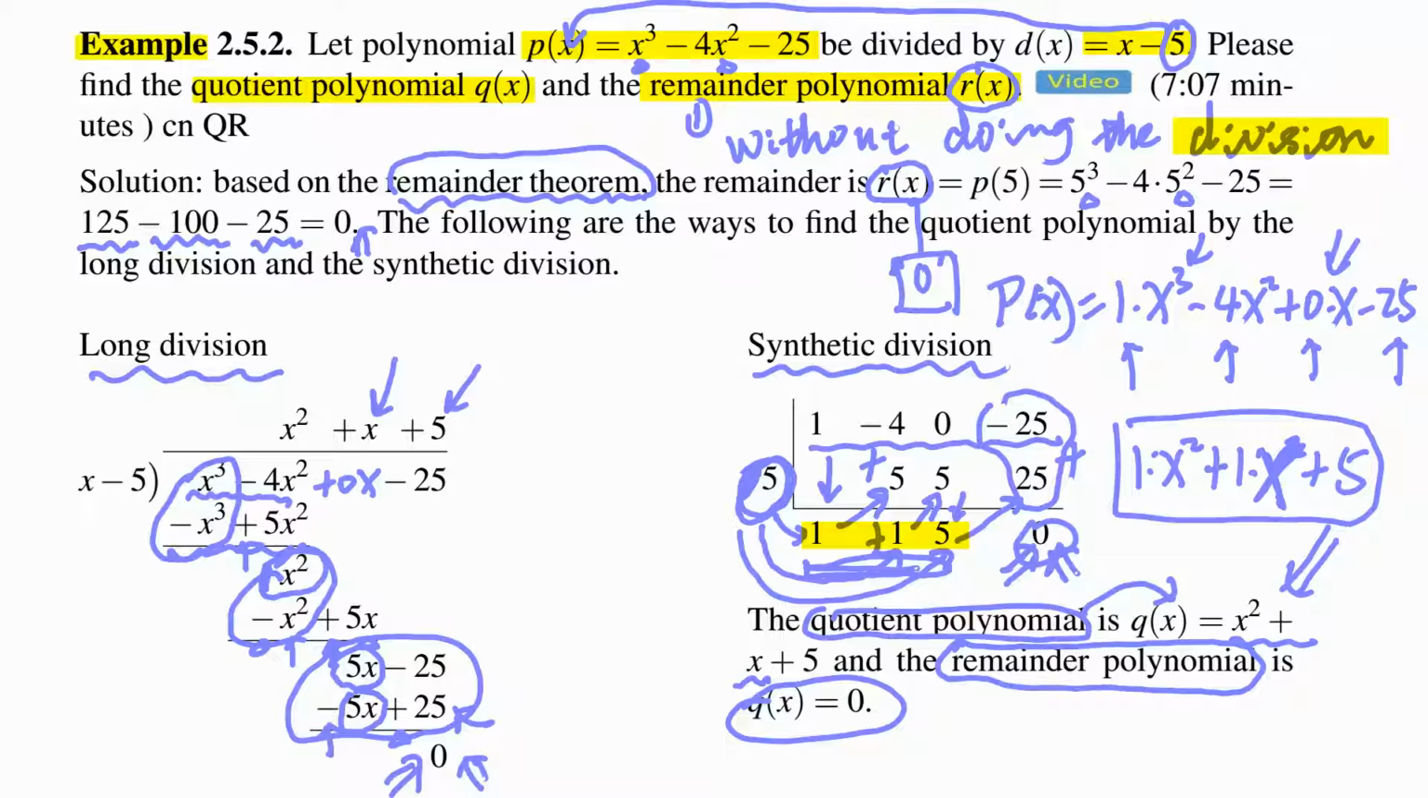Okay? So the remainder is 0 through any of these three methods. And the quotient here is consistent with what we got right here.